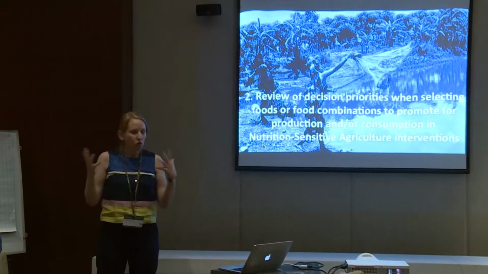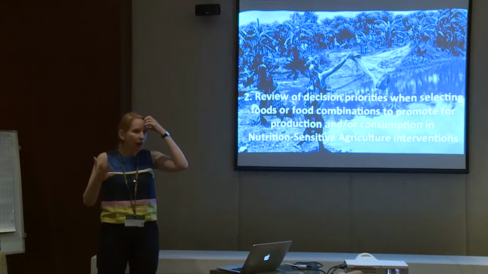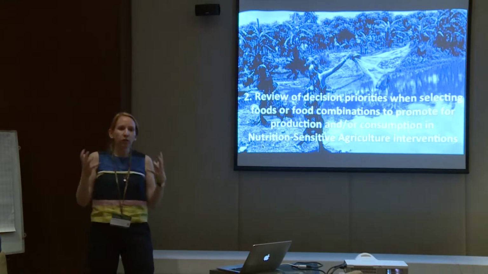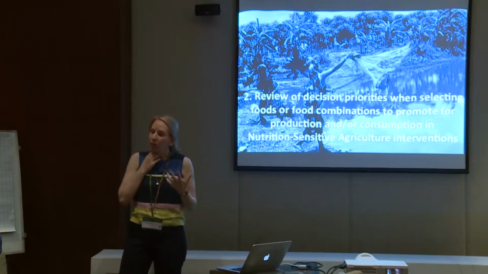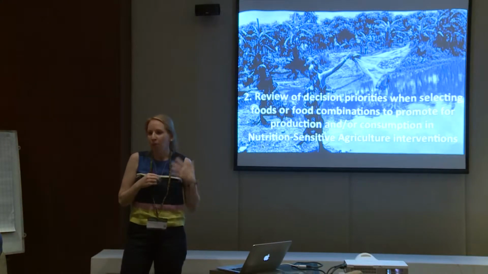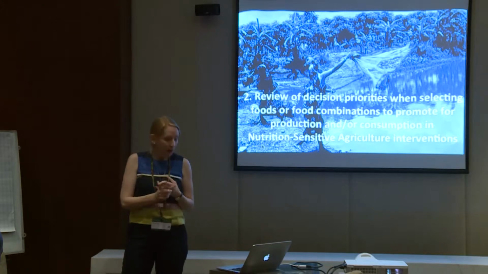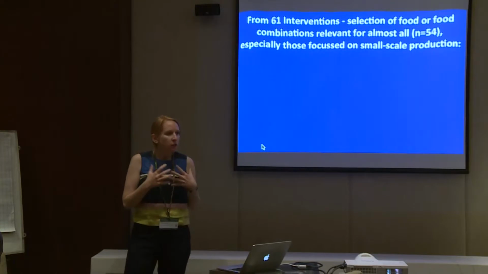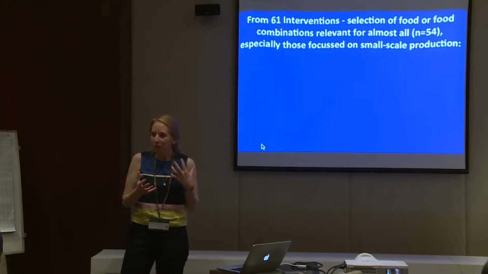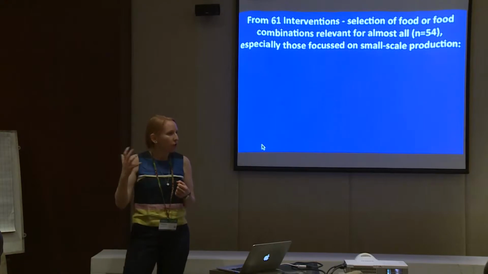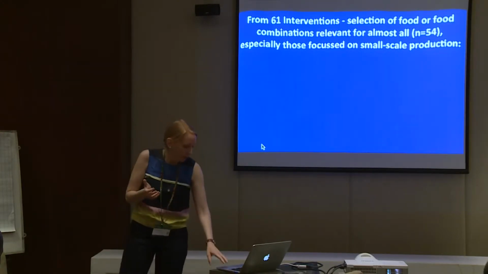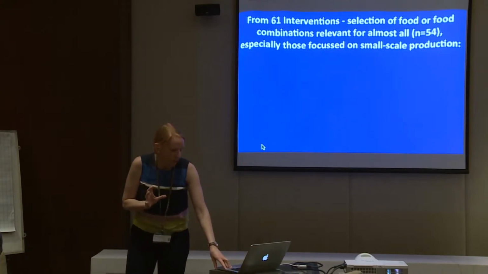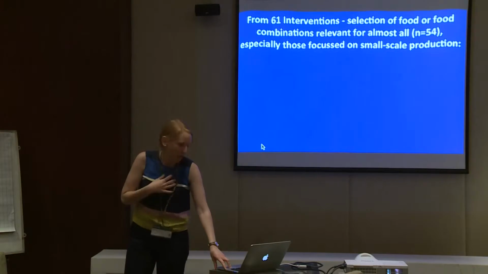In terms of the first element, it was really to look at, there are many, many nutrition-sensitive agriculture programs that have been designed and implemented and evaluated. Of all of the information that's out there and published, what sort of nutrition-sensitive agriculture programs have been implemented and evaluated? What were their main components? Was selecting a combination of food relevant to them? And if so, how did they make this selection and who made the decision and what sort of elements were important for these decisions? So we identified about 61 interventions, and if anyone's very interested in the particular results, we can share them. This is a very quick overview.